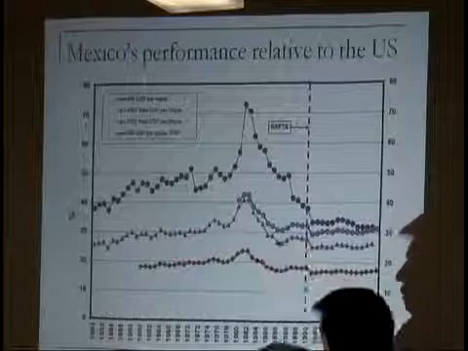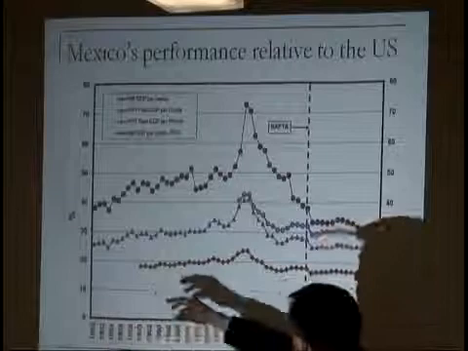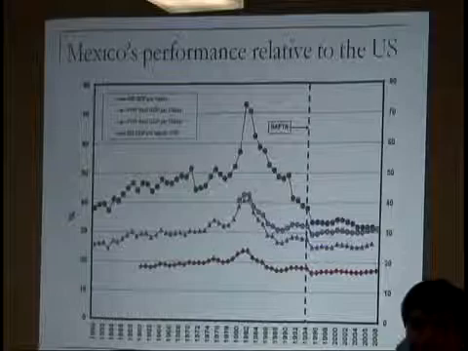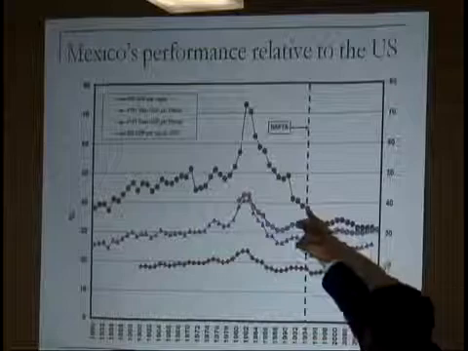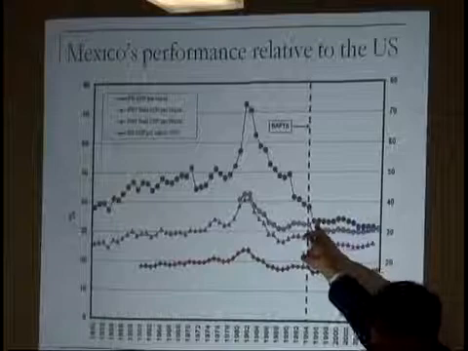Real GDP per worker in Mexico in 1950 was 40% of the US level. At some point, it reached almost 70%. So Mexico was 70% as productive as the US. Then the crisis came, and Mexico lost a lot of productivity. When NAFTA went into effect, Mexico was here, less than 40%, back to where it was in 1950. And then, after the first adjustment, it basically stagnated.